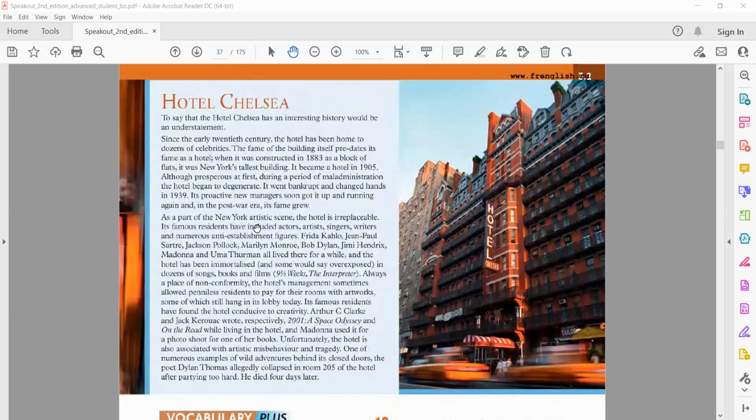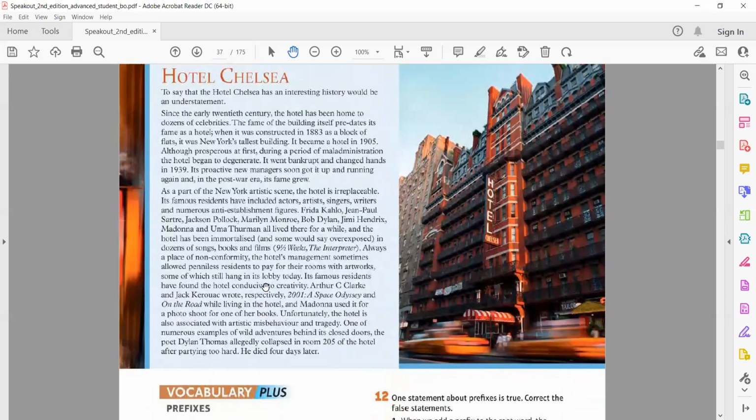So thank you. It says here it started, and then in a bad administration, this is the meaning of maladministration, it degenerated, which means it was getting worse and worse. And after the war, in the post-war era, it started growing in fame again and again.